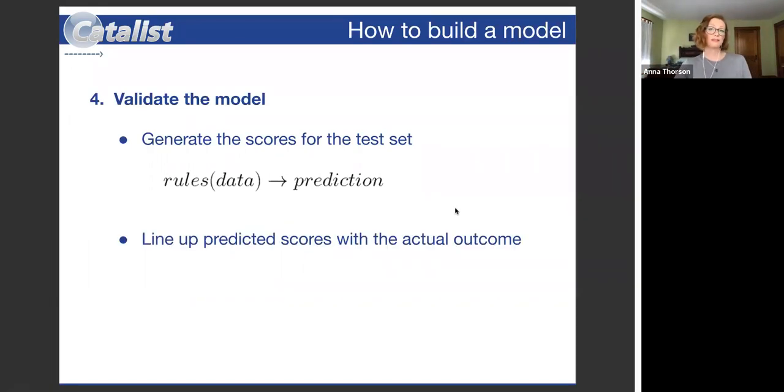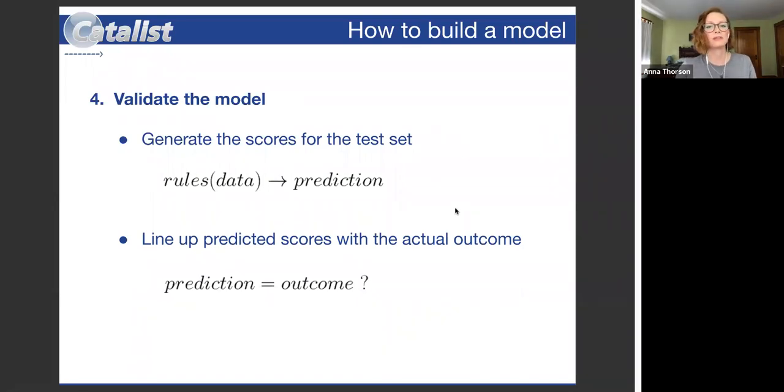And so now what we can do, because the test set does have an outcome associated with it, we do know the answer. We're predicting the answer, but we actually also know the real answer for this test set. We just line up the predicted scores with the actual outcome. How close did we get? Is there a good relationship there? Does the prediction generally align with the real outcome? If it doesn't, you really got to start again.